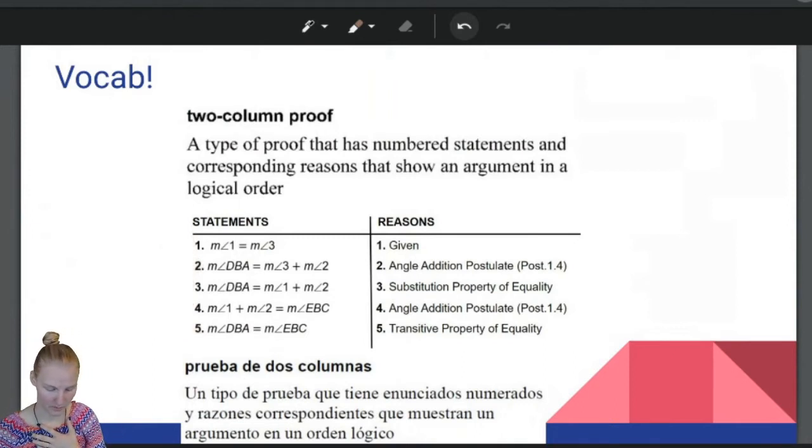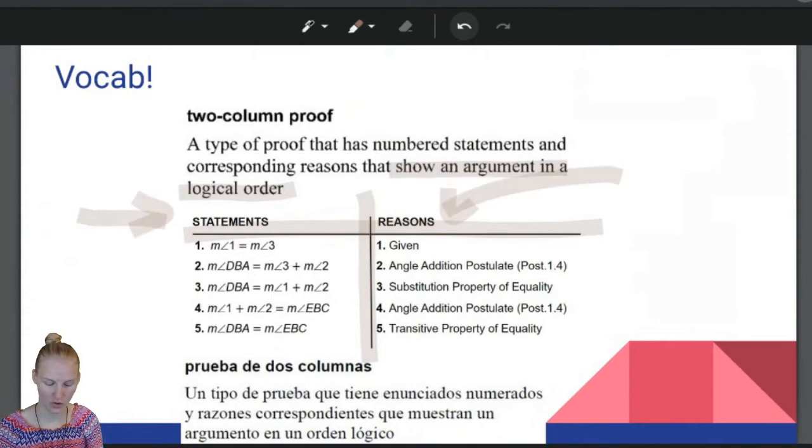Okay, so a proof has numbered statements. I think the most important part is that it shows an argument in a logical order. And it looks like this. You'll make a T-table like this, and you have your statements over here, and you have your reasons over here. Every statement that you make must have a reason.